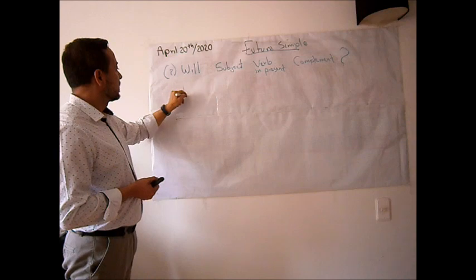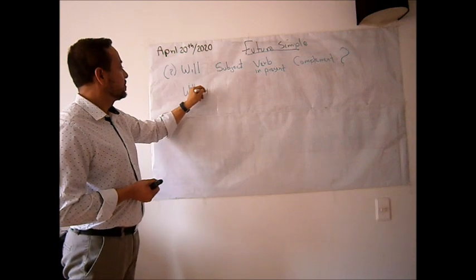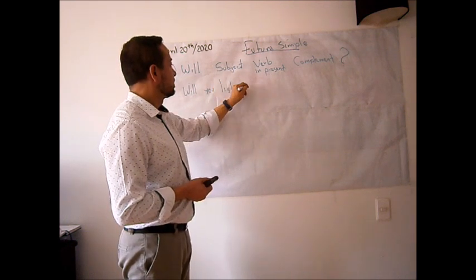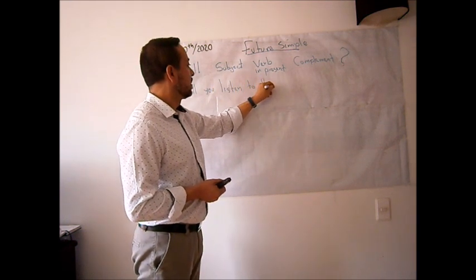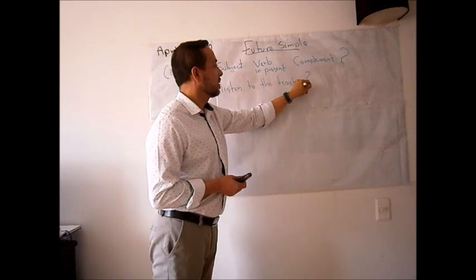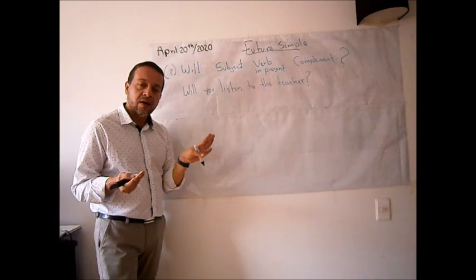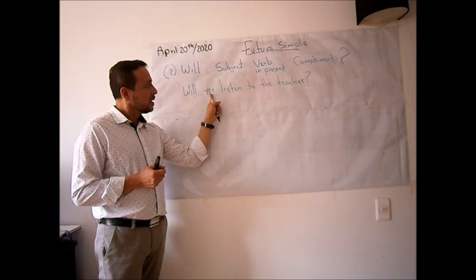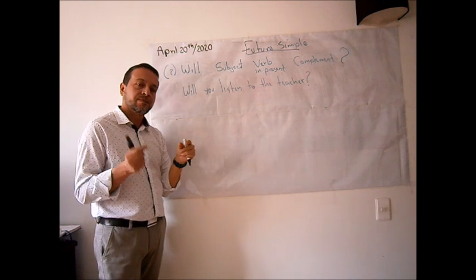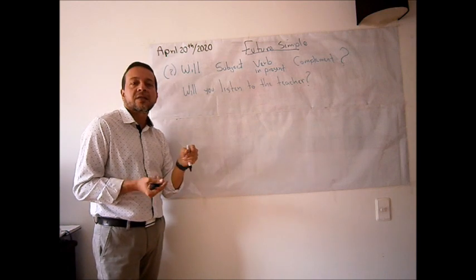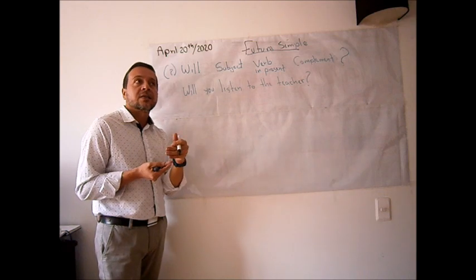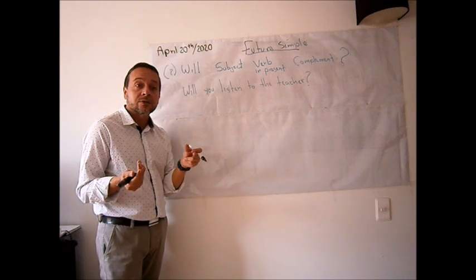Example 1, will you listen to the teacher? Okay? This is a question for a special person, you. If you have the decision to listen to the teacher, that is a spontaneous decision. If you don't have, that is okay. That is a spontaneous decision too.